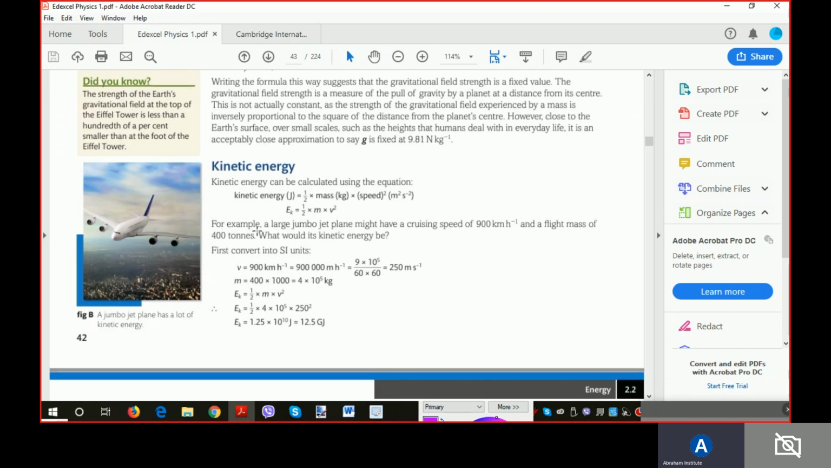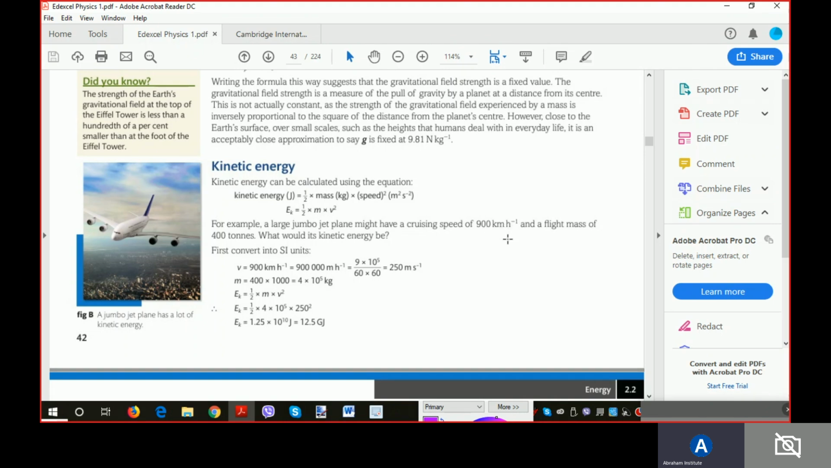Then kinetic energy. Let's go through this example. A large jumbo jet plane might have a cruising speed of 900 kilometers per hour and a flight mass of 400 tons. What would its kinetic energy be? 400 tons means 1 ton is 1000 kilograms, so you have to multiply this by 1000. So it will be 400,000 kilograms. Now we can again use this equation, half mv squared. The mass is 400,000, or 4 times 10 to the power 5 kilograms. v, or the speed, is given, that is 900 kilometers per hour.